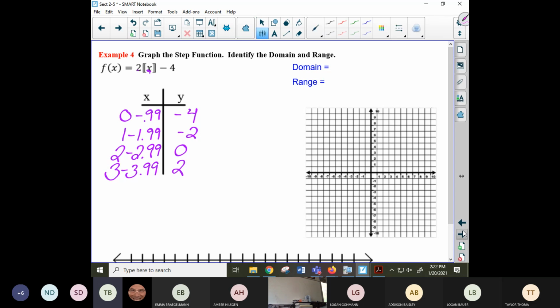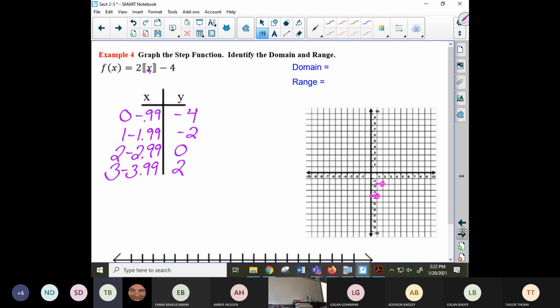It is -4 from 0 to 0.99. So on our graph we would go down to -4. We put a closed circle at 0. We put an open circle at the end of that because 1 is not included. And we put that step right there. Then from 1 to 1.99, which is the area from 1 to 2, I'm at -2. I always put a closed circle on the left, an open circle on the right, and I connect it.